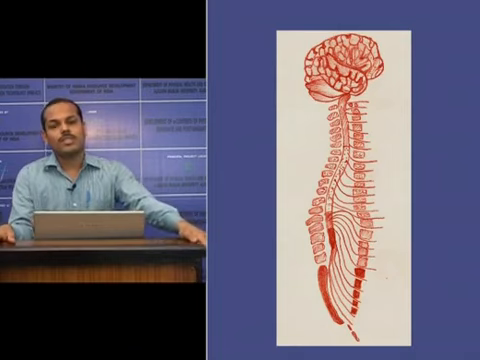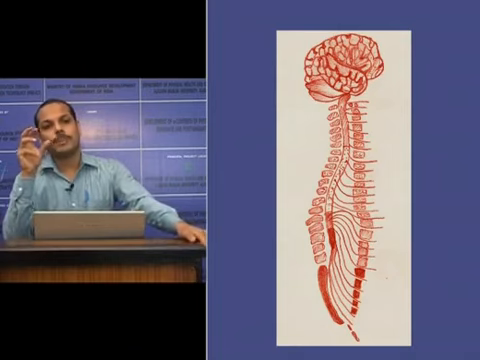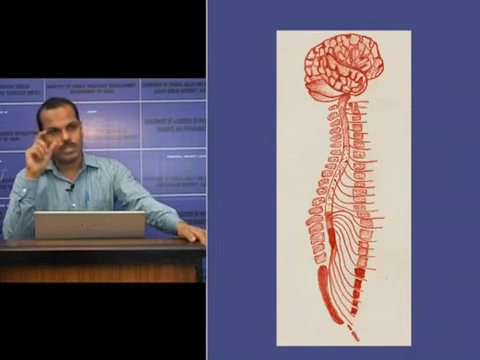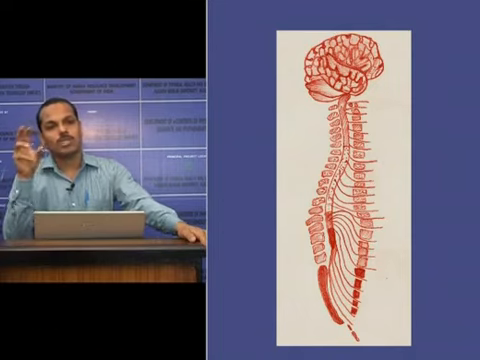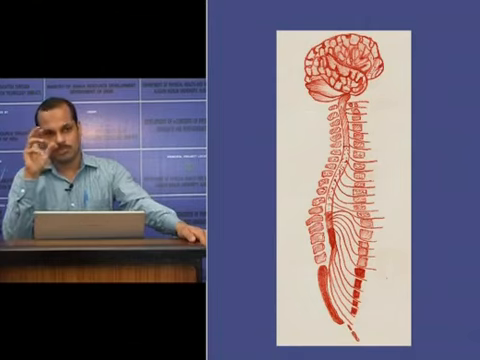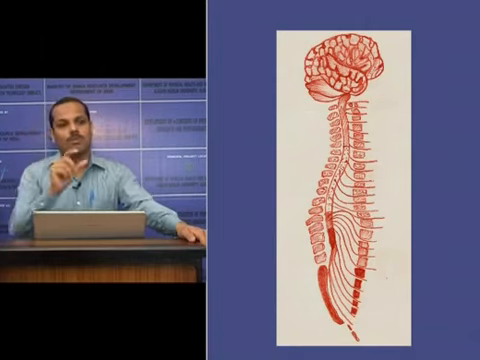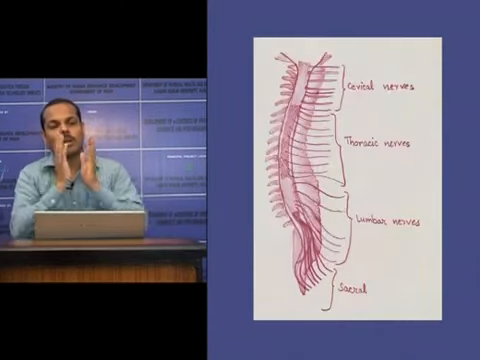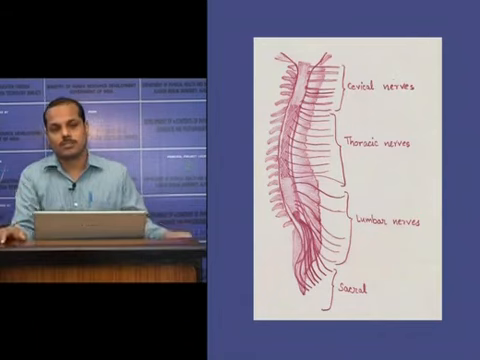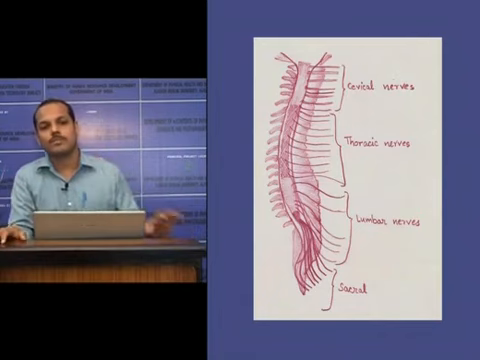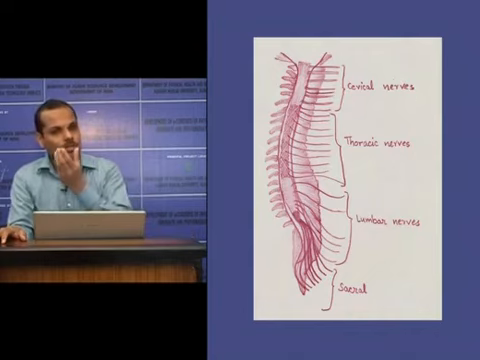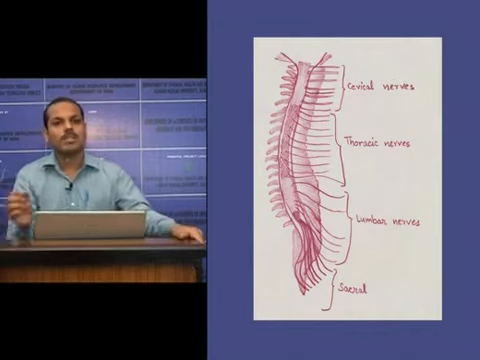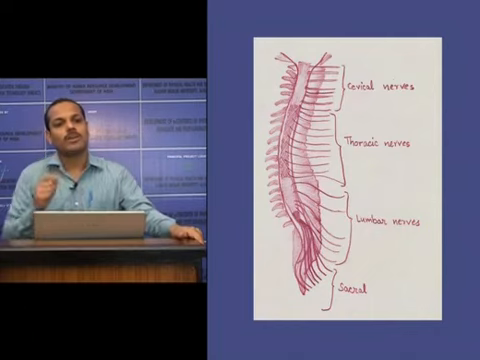Then it gives rise to 31 pairs of spinal nerves. We already discussed the spinal nerves, and the spinal cord gives rise to 31 pairs of them. At the lower level, its lower part becomes conical shaped. This part is called the conus medullaris. The apex of the conical part continues as the filum terminale.